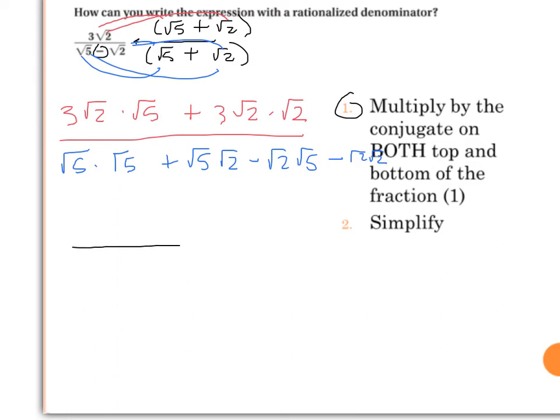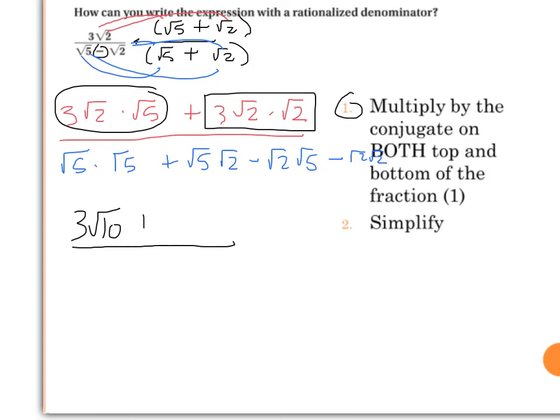Now I'm going to simplify the top and bottom. This first term would be 3 square root 10. This second term becomes square root 4, and the square root of 4 is 2. So 3 times 2 would give me 6. This bottom term is going to just give me 5, because it would be the square root of 25. Plus this would be the square root of 10 minus the square root of 10 minus 4.